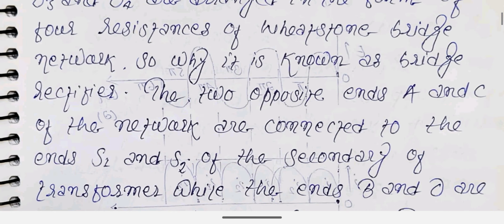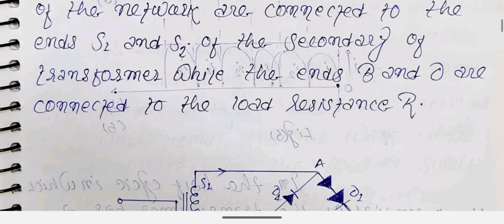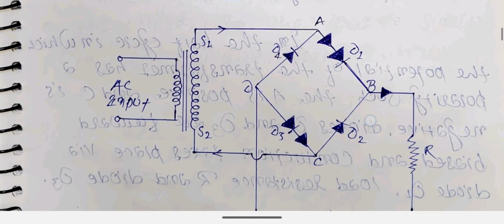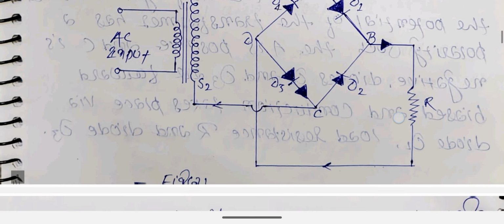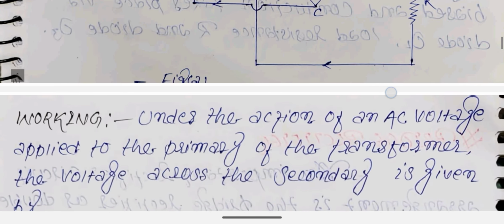The two opposite ends A and C of the network are connected to the ends S1 and S2 of the secondary of the transformer, while the ends B and D are connected to the load resistance R. This is the figure, friends. You can see now, this is the AC input and this is the resistor.